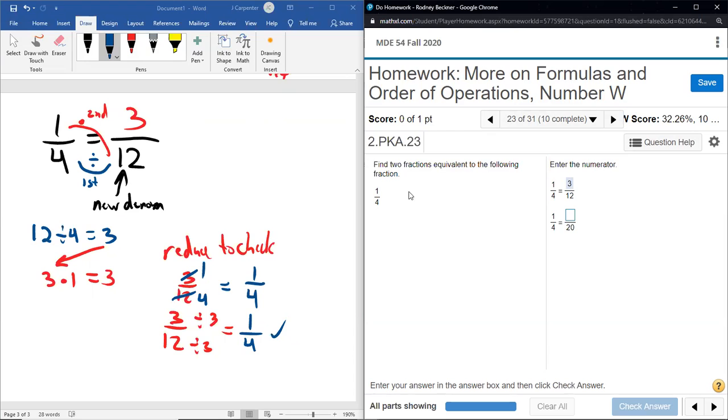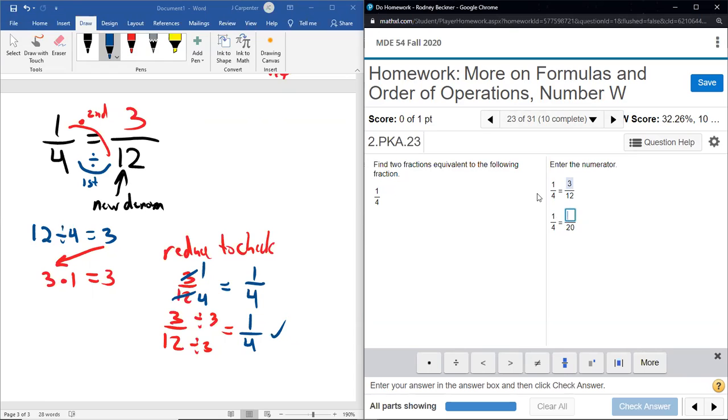So we did that, but then, oh no, they gave us another one. Find 2 fractions equivalent to 1/4. So now they want to know 1/4 would be equal to what over 20? So maybe we're adding or subtracting, and our new denominator needs to be a 20 so that they all match and thus all able to add or subtract. LCDs aren't needed for multiplying and dividing, just adding and subtracting.